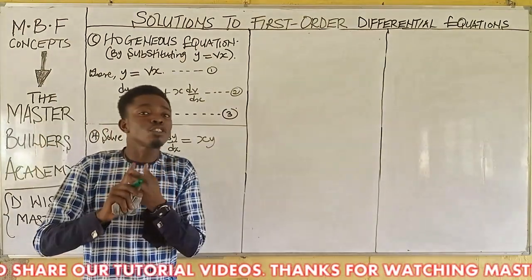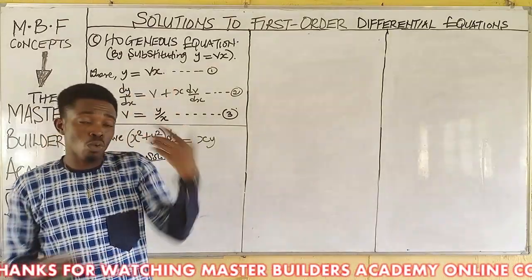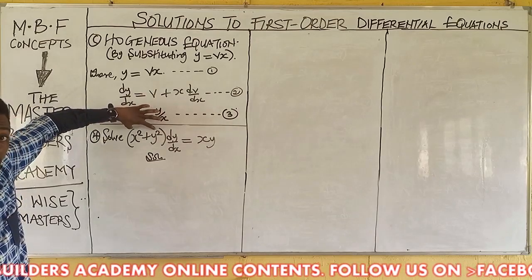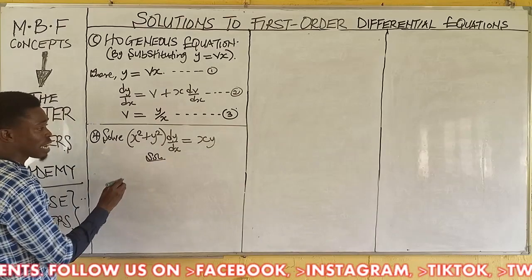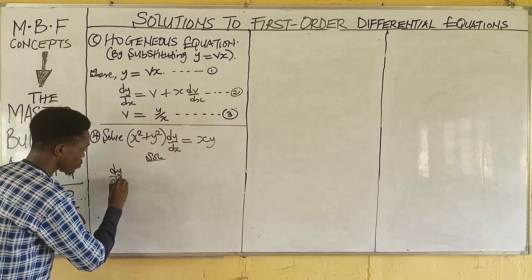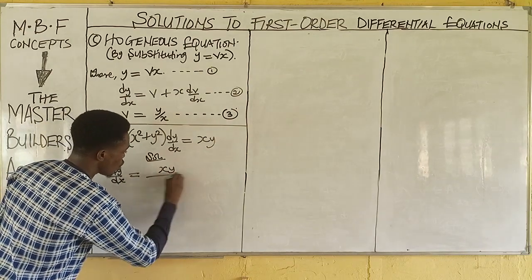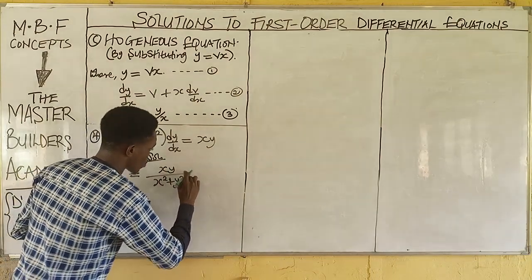But here, the first thing you must do is to ensure that the coefficient of the y over the x is 1. And now it's not 1. So we need to divide both sides by this bracket, which is the coefficient of the y over the x. And when we divide both sides by the coefficient of the y over the x, we will definitely have the y over the x is equivalent to xy over x squared plus y squared.